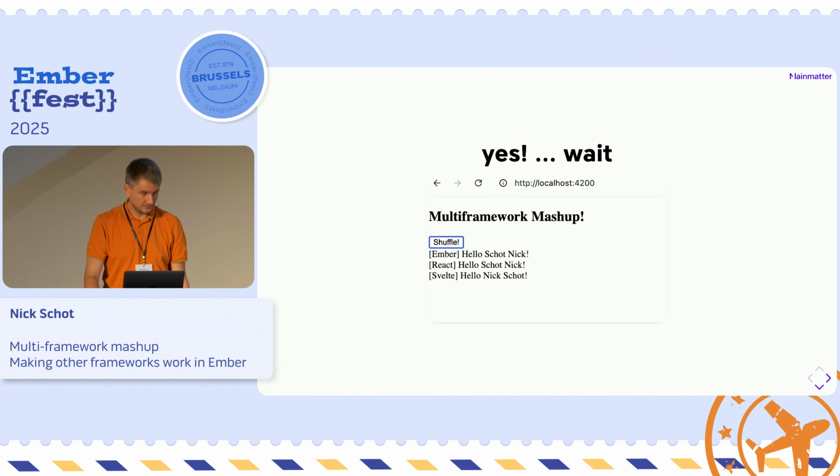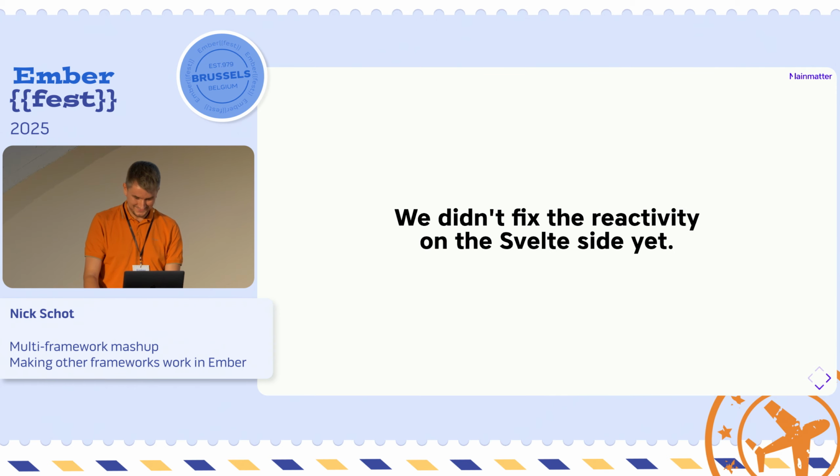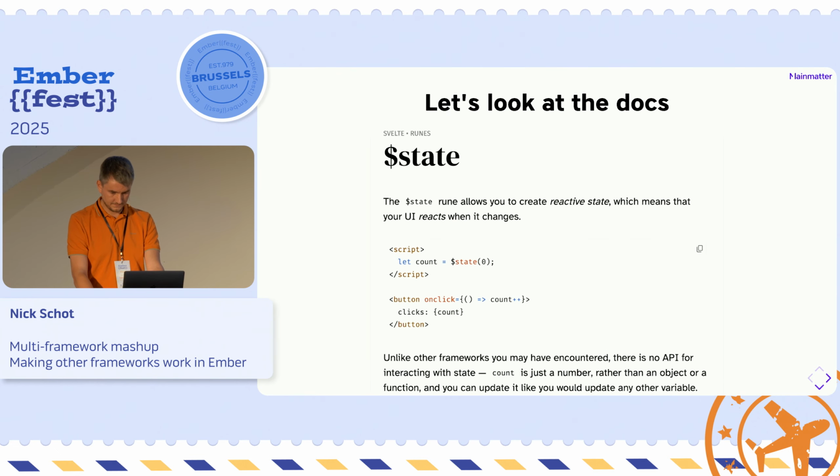Oh, wait, not for Svelte. We didn't fix the reactivity on the Svelte side yet. The modifier runs when the arguments change, but we never tell Svelte to do anything with the updated arguments. Looking at the Svelte API, we won't find a render call or other function that will help us in the same way React did. We need to approach this slightly differently. We need to use one of the Svelte beams to make the arguments reactive.